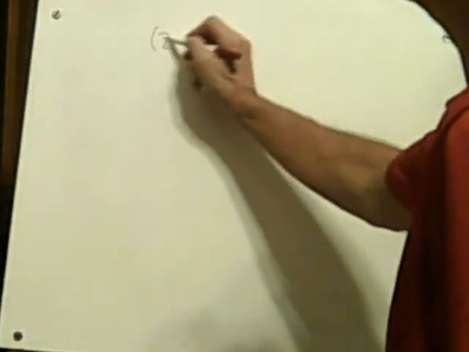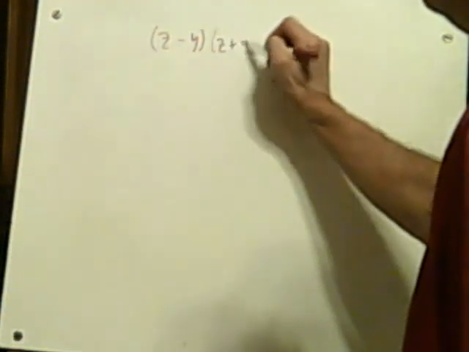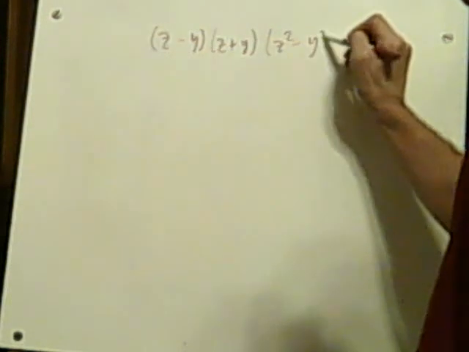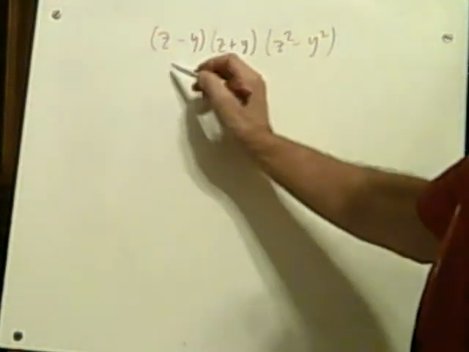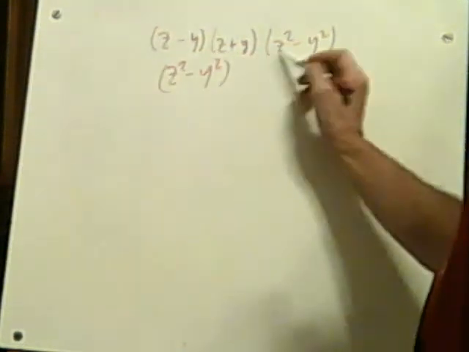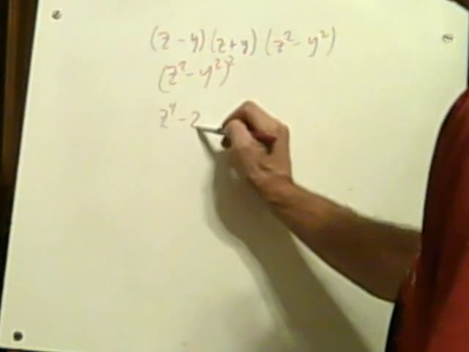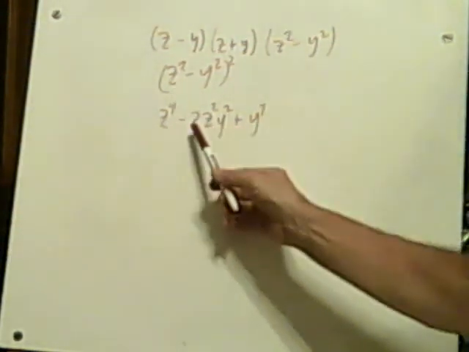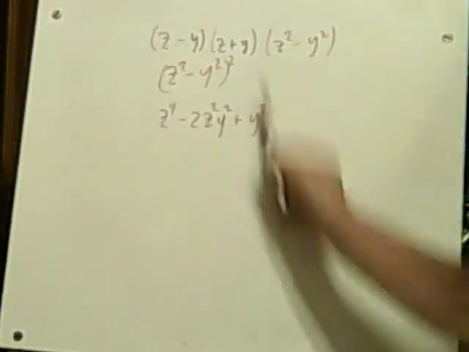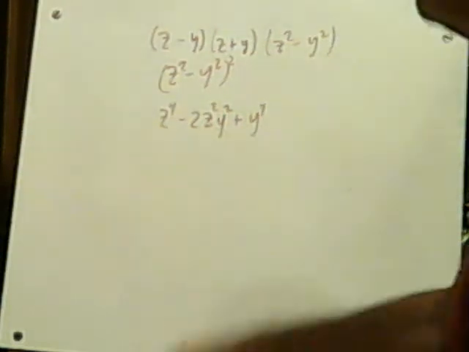So let's go to 44. Z minus y times z plus y times z squared minus y squared. Okay, this is interesting. First let's multiply the first two. This is going to turn out to be the difference of two squares. So this is going to be z squared minus y squared times z squared minus y squared. So that's a perfect square, the same as squared. And now we have a formula for doing a perfect square. That's going to be z to the 4 minus 2z squared y squared plus y to the 4. First term squared minus twice the product of the first and the second, and then the last term squared. So you can see how these tricks will save you a lot of time.